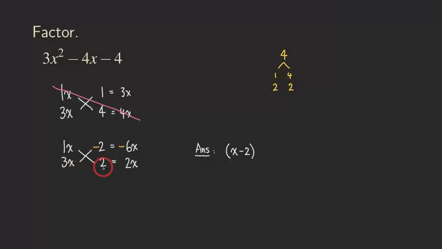This one is 3x and then 2. There is no negative sign here, so we assume it is positive. So we are going to get the factor as 3x plus 2. And that's basically our factorization. That's our answer. Is that okay? That's simple, right? Let's look at another example.